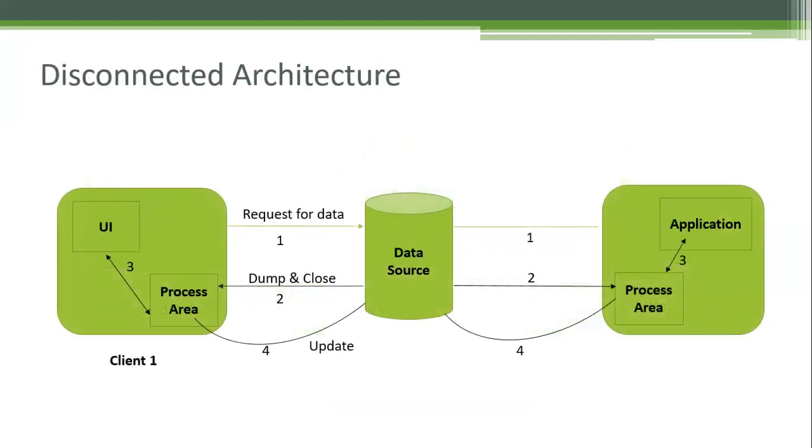In disconnected architecture, we don't need to establish the connection. Whenever we request some data, it will automatically establish the connection. Once the data is processed, it will dump the data into the client machine or the program execution area. We call it the process area.